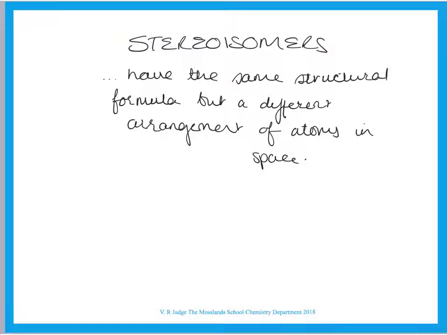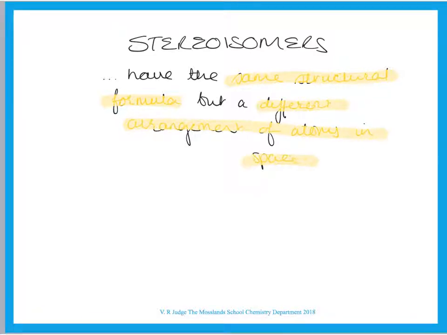So again, you can say what's the same about it, and this time it's important that you say structural formula and not molecular formula. So these are even more similar to each other than the structural isomers were, because they've actually got the same structure. And what's different? Different arrangement of atoms in space.